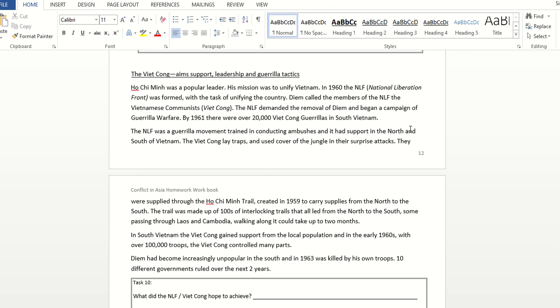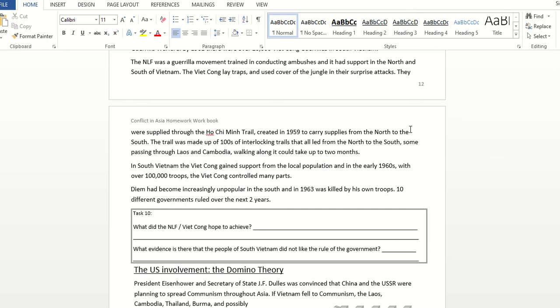It was a way to fight a war without having a front line. They would fight in small ambushes or set traps. We'll talk more about the tactics that the Vietcong use in the next episode. However, the Vietcong became popular and Diem became unpopular. See if you can have a go at task 10.